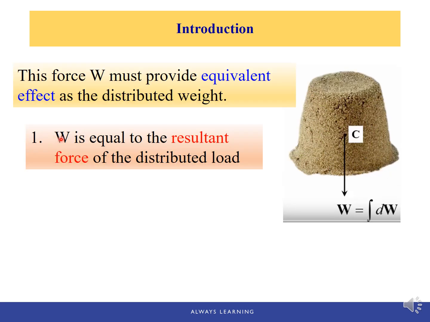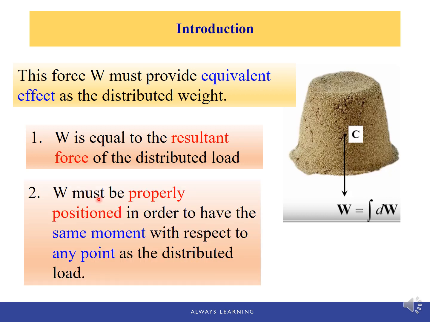First, this weight, the magnitude, is equal to the resultant force of the distributed load. Second, W must be properly positioned in order to have the same moment with respect to any point as the distributed load. Again, force has two effects. One is translational motion, one is rotational motion. We have to make sure this weight you use to replace the distributed load will have the same effect, including the translational motion, which is the resultant force, and the rotational motion, which is the moment.